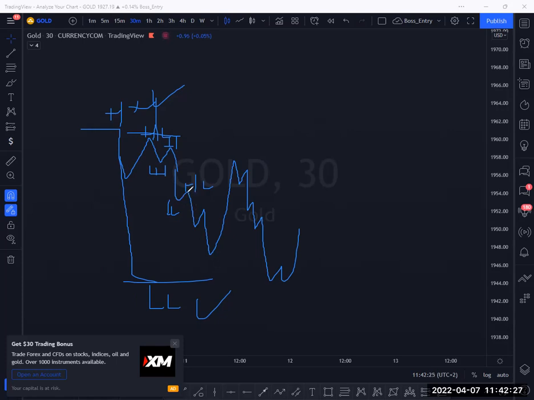So in this case, we saw that they created a lower low, they created a higher low, they created a lower low again, they created a higher low, they created a lower low. So this low is lower than the others. Then after that, they went up. You know why they are going up? They're going to collect orders.